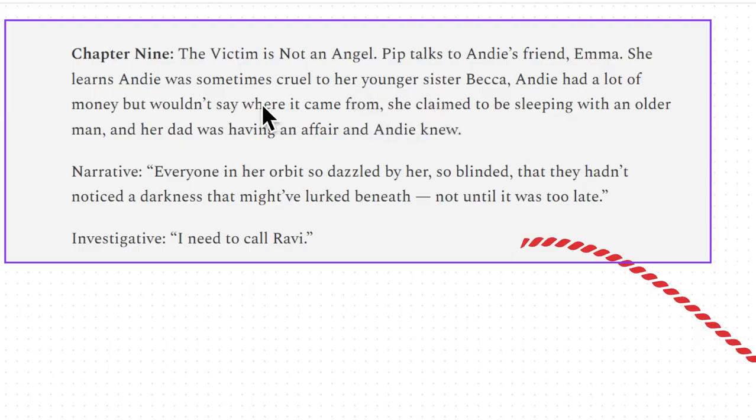That's the drug dealer line of investigation. Sleeping with an older man, that will eventually lead to Mr. Ward, but that's another thread of investigation. And then the dad having an affair, that is another thread of investigation.